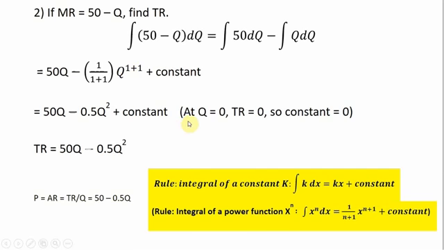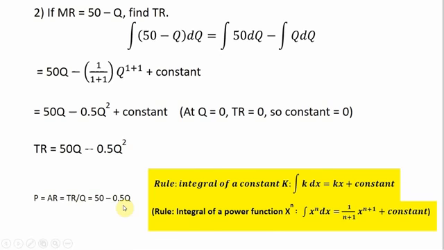And here again, following what I mentioned on the previous slide, at q equals 0, total revenue equals 0, so we can just ignore the constant now. So total revenue will be given by 50q minus 1/2 q squared. If we wanted to recover the price equation, we can get average revenue. And in this case, taking total revenue and dividing by quantity, we get the firm's inverse demand or price equation.